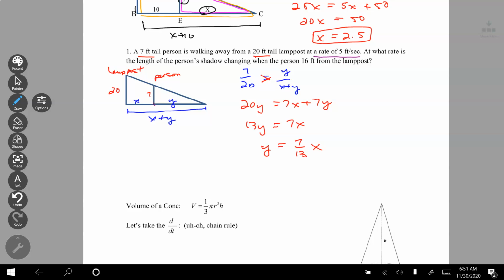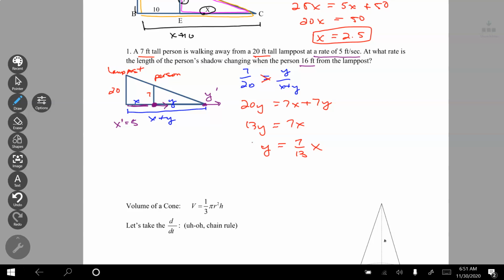The person's here, and he's walking this way, so that tells me that y prime is equal to, not y prime. He's standing here because x is how far he's walking, his distance away from the lamppost, so x prime is equal to 5, and I'm trying to find the length of the shadow. How's this changing? I'm trying to find out what y prime is doing.